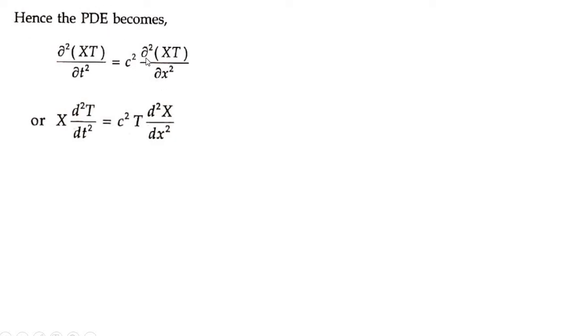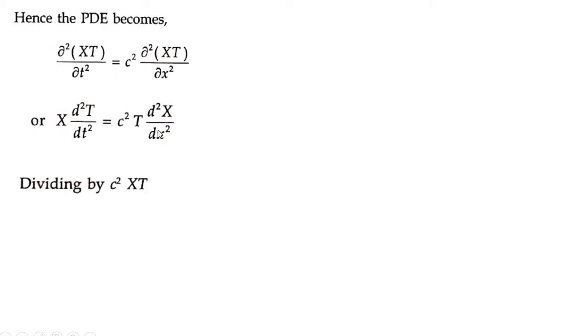So the partial differential equation assumes the form of an ordinary differential equation. This can also be written as X into, in a similar way, X is a constant with respect to t, so keep it outside the derivative, not the integral, outside the derivative, sorry. So X into d²T/dt² equal to c² into T into d²X/dx². What we have to do next is equate both sides to a common constant k.